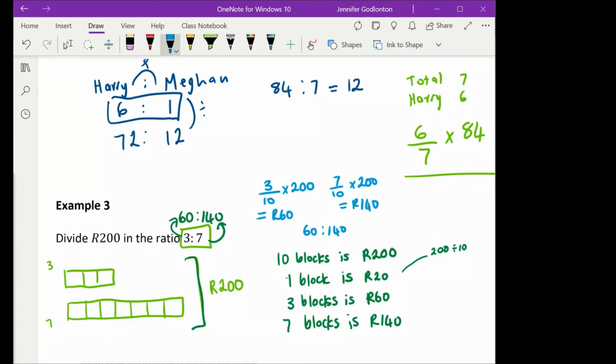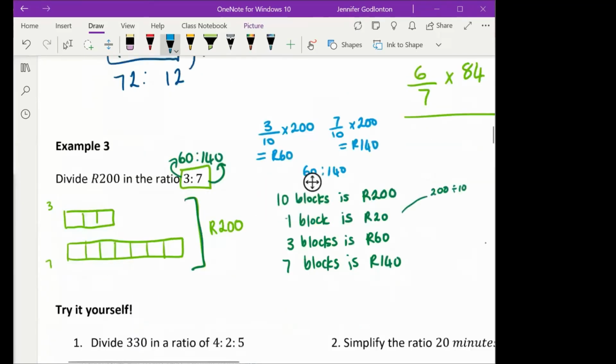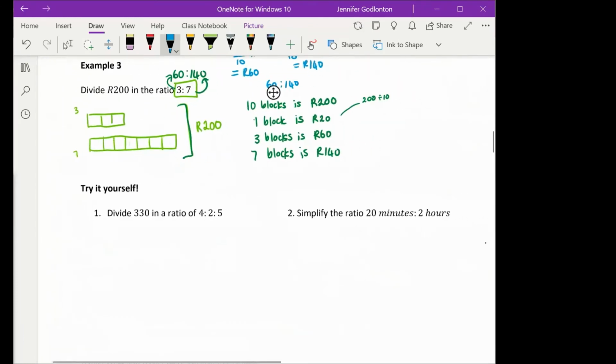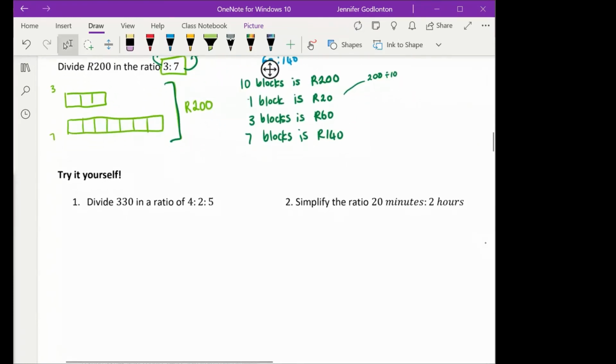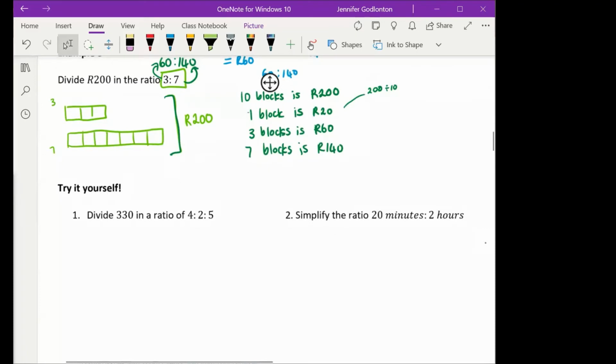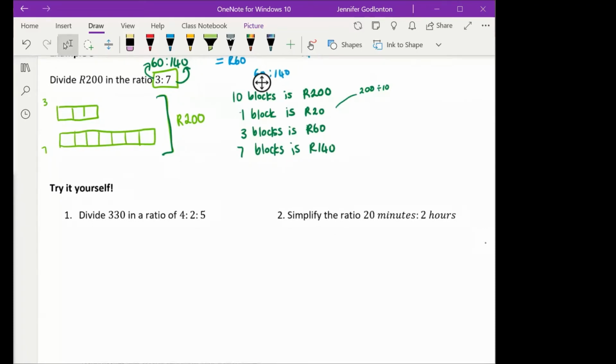Okay, let's try another one. See how this goes. Okay. So this is dealing with 2 questions that deal with the last little things that we've done. So the first one, you're going to divide 330 into this ratio. So think about how we've just done that. And then the last one I want you to do here is 20 minutes to 2 hours.